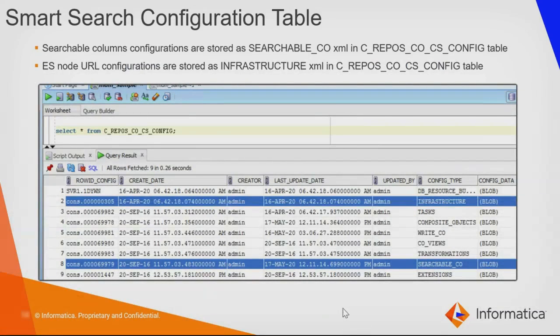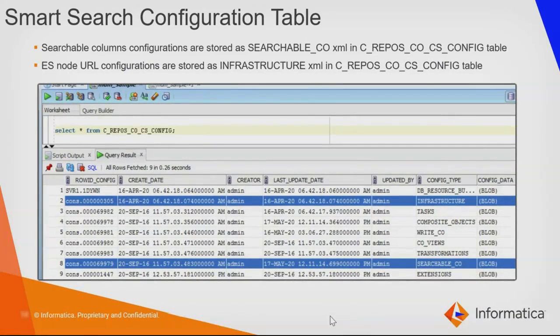Next we have the Smart Search configuration table. Whatever changes we make under the provisioning tool, like marking any column as searchable or suggested, any sort of configuration, get stored into the c_repos_cocs config table. If I just select query, we will be able to see the 8th row, where you can see searchable_co. This is a blob column.